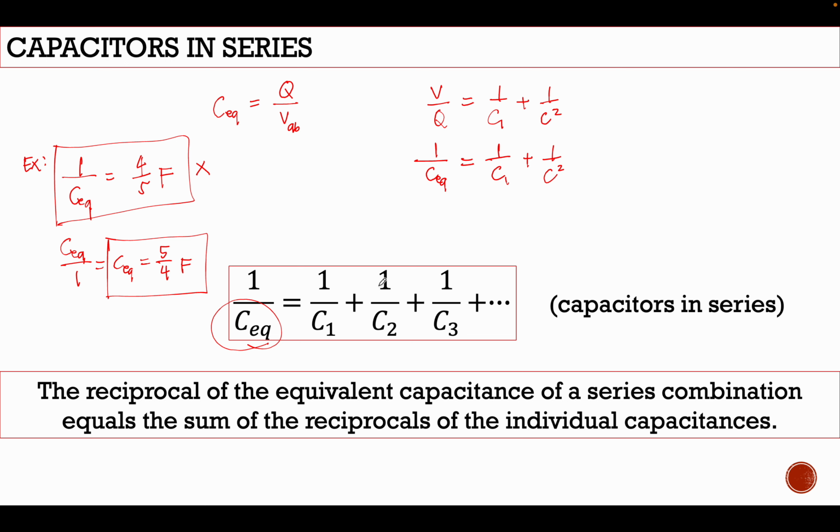So let's say, for example, you have 5 capacitors in series. So we have 1 over C equivalent is equal to 1 over C1 plus 1 over C2 plus 1 over C3 plus 1 over C4 plus 1 over C5 and so on, depending on how many capacitors you have in series. Okay, so that is for the capacitors in series.